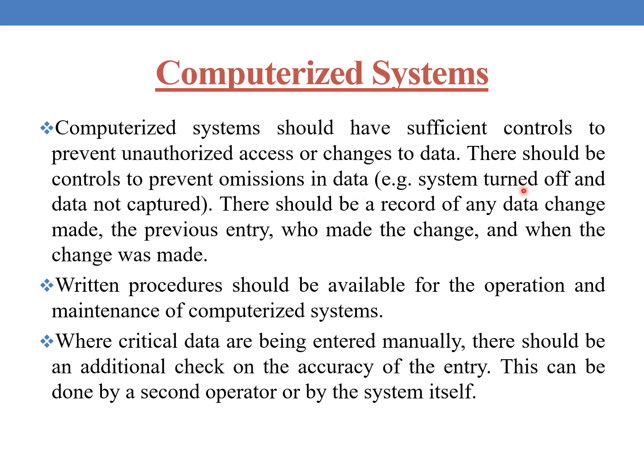This is also important. There should be controls to prevent the omissions in the data, for example, system turned off and data not captured. And there should be a record of any data change made: the previous entry, who made the change and when the change was made. That should be documented. Written procedures should be available for the operation and maintenance of these computerized systems. Where critical data are being entered manually, there should be an additional check on the accuracy of the entry. This can be done by a second operator or by the system itself.